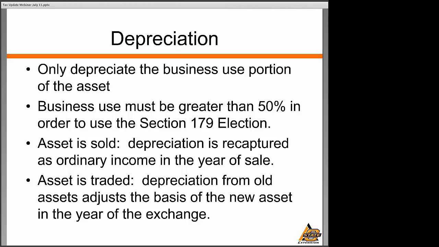When an asset is traded, what happens here? The depreciation from the old asset adjusts the basis of the new asset in the year of exchange. If the new asset basis was less, then we have depreciation recapture. Otherwise, we depreciate the difference in the coming years.